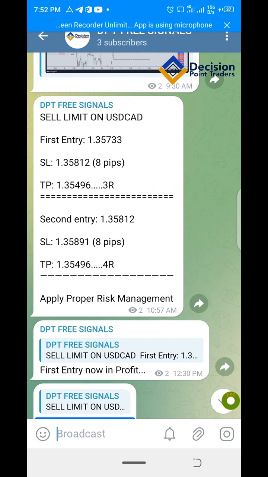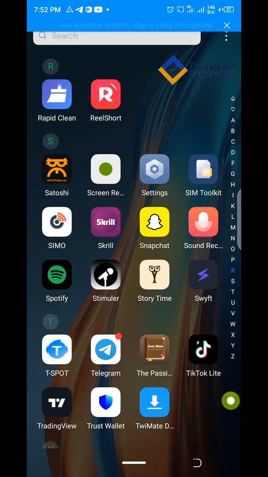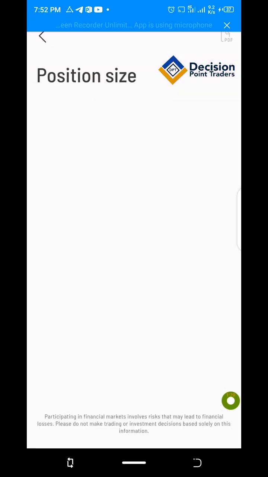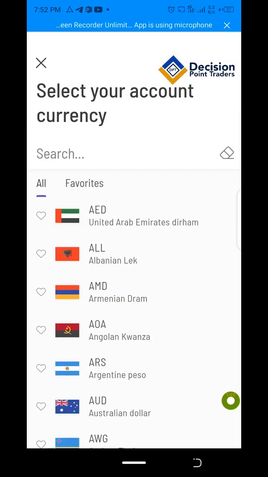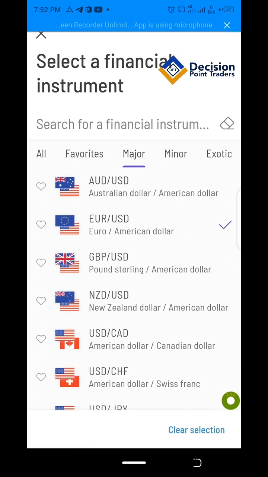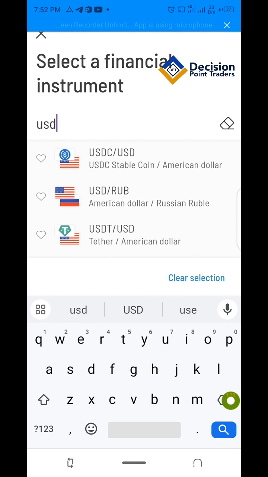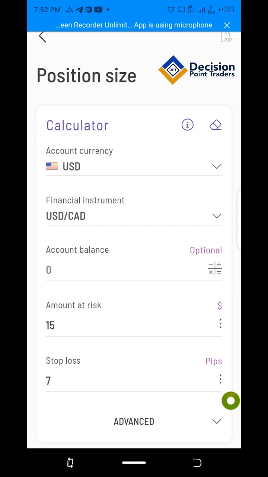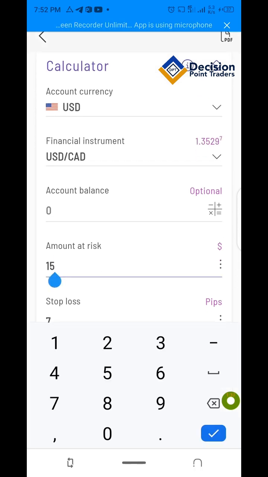I remember the way I explained to you guys on the FX calculator. Just go and put 8 pips. Let me quickly go there. Open the FX calculator. So for example, USD CAD now. Position size calculator. Not here, sorry, that's your account currency. So financial instruments, USD CAD. Let me search for USD CAD here.